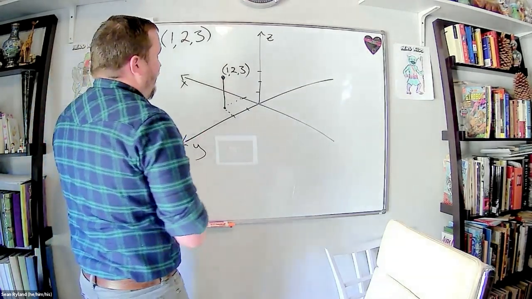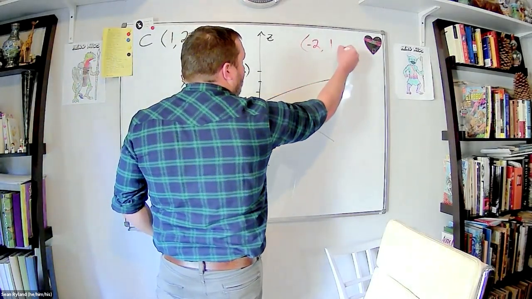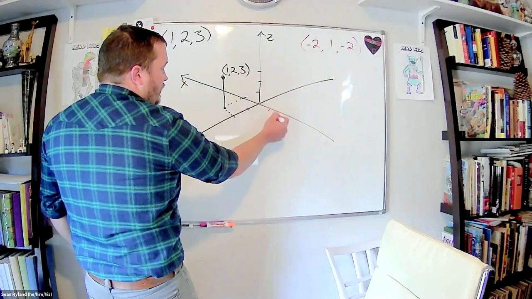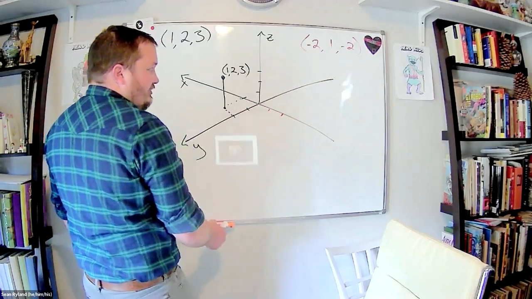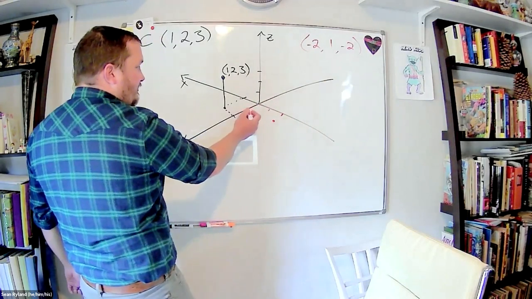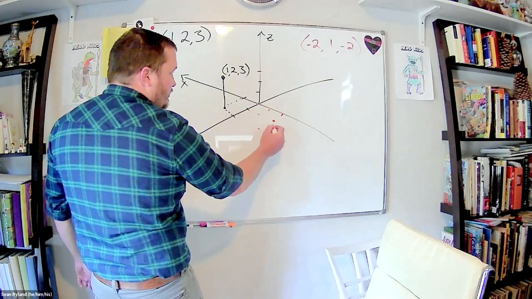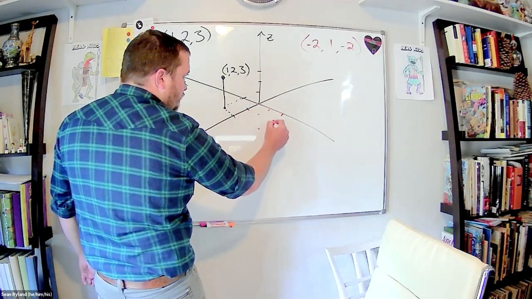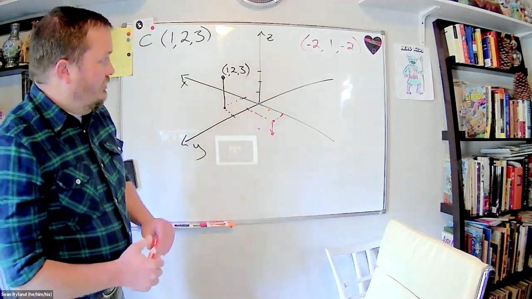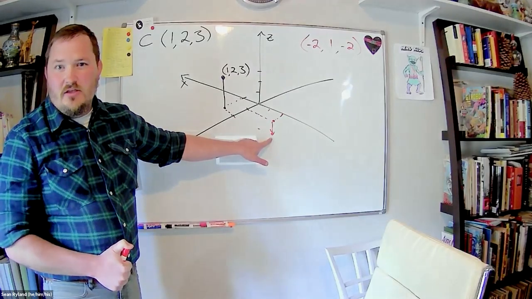So if we wanted to do another one, if we said -2, 1, -2. So there's your -2 in the X direction. In your Y direction, go +1. Then your Z direction is -2, which means you've got this flat surface sticking in and out, and then you go down 2 units to get here, right?